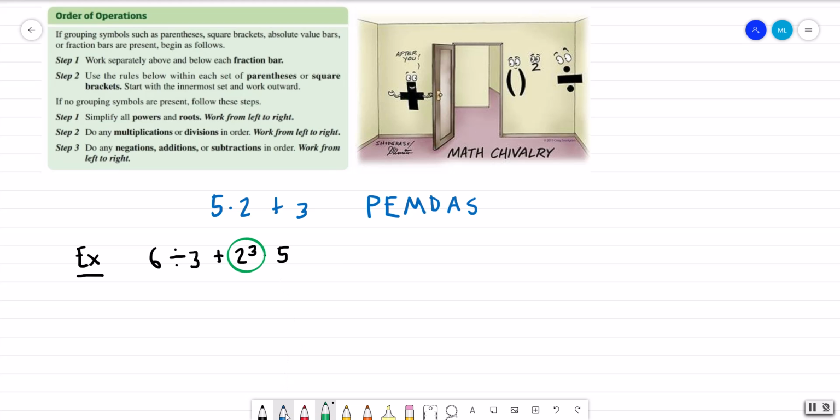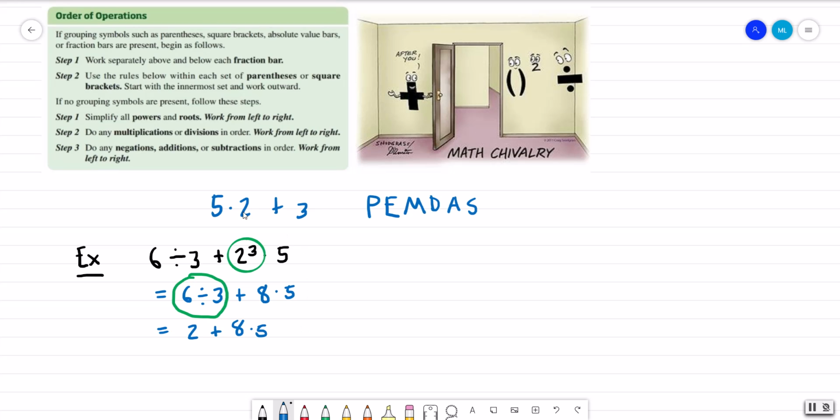So we would say this equals 6 divided by 3 plus, well, 2 cubed is actually just 8. So that's going to be 8 multiplied by 5. Now the next thing that we'll have to do is to divide. So we're going to divide the 6 by 3. That gives us 2 plus 8 times 5.